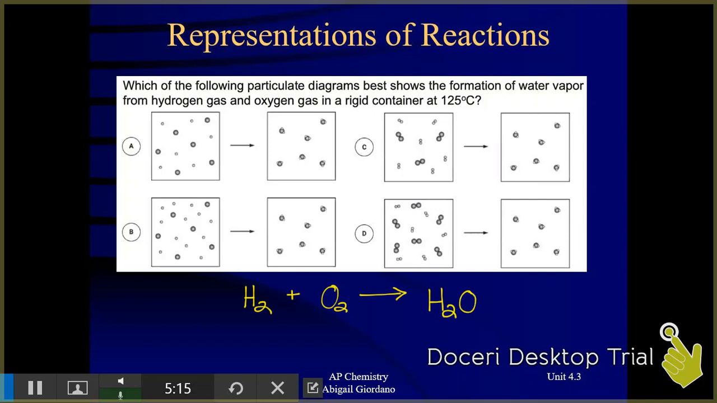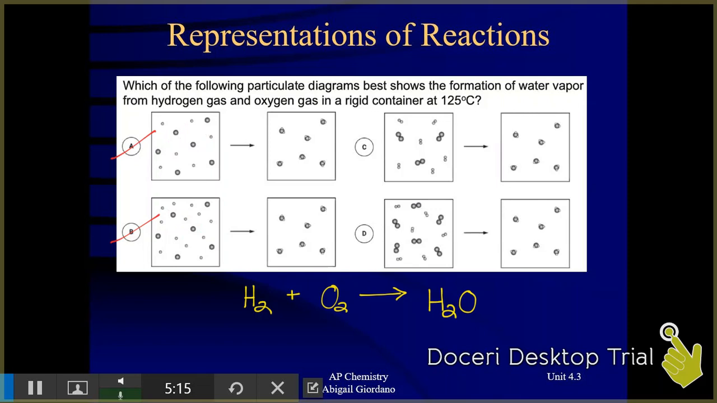Okay. Before I even think about balancing this, I can see right away two of my answer choices can be eliminated. Look at how hydrogen and oxygen are diatomic. I can get rid of answer choices A and B because it's showing the atoms individually. They're not paired up. Like look over at C and D. C and D, they're showing hydrogen and oxygen as diatomic as they should be. So A and B are out.